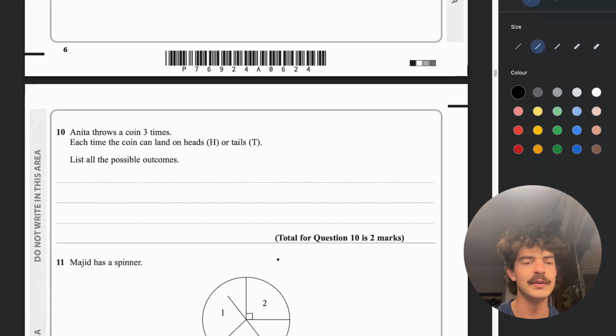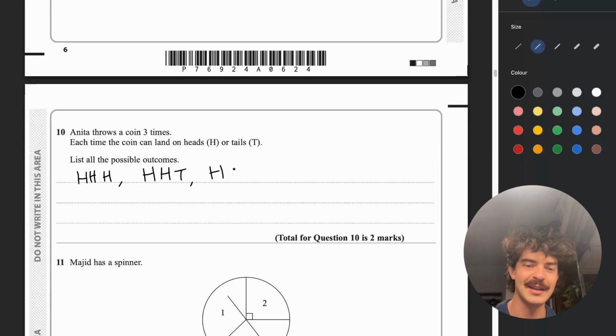Anita throws a coin 3 times. Each time the coin lands on heads or tails. List all possible outcomes. All right, you're flipping a coin. What's it going to land on if you flipped it 3 times? We've got to just run through everything here. So let's start with heads, heads, heads. Next one could be heads, heads, tails.